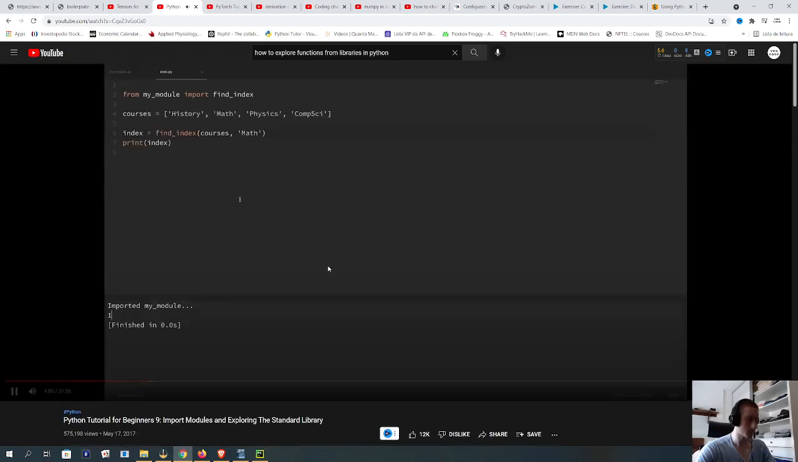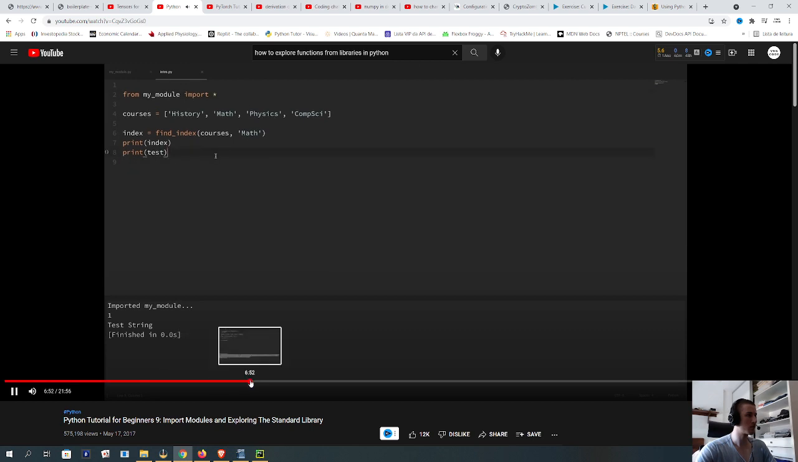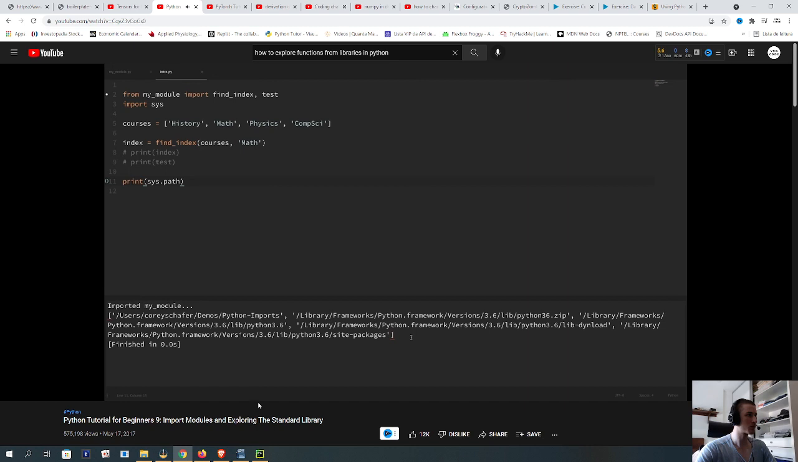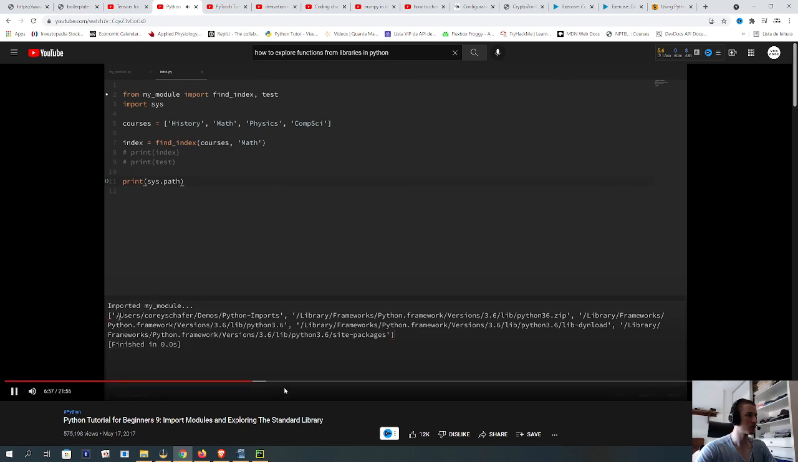Now, one thing to note about that approach is that it only gives us access to that findIndex function and not everything else in the module. Now, this first value here is just the directory where I'm currently running the script from, and the my module Python file that we were importing is within that directory also, so that's the module that we've been importing from the same directory.